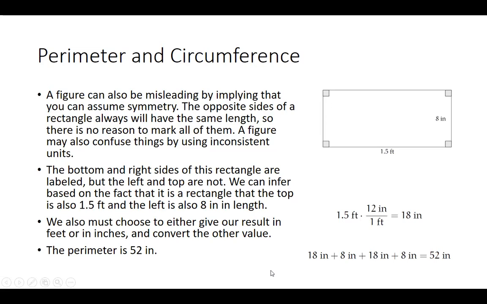A figure can also be misleading by implying that you can assume symmetry. The opposite sides of a rectangle always will have the same length, so there is no reason to mark all of them. A figure may also confuse things by using inconsistent units. So here, the bottom and right sides of this rectangle are labeled, the left and top are not. We can infer based on the fact that it is a rectangle, 4 right angles, that the top is also 1.5 feet and that the left is also 8 inches.